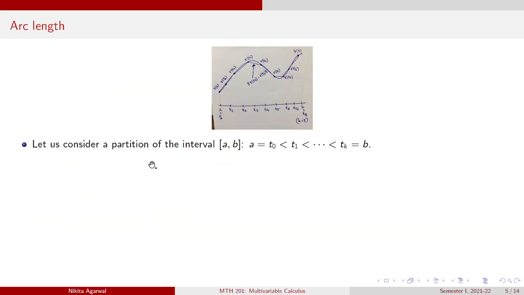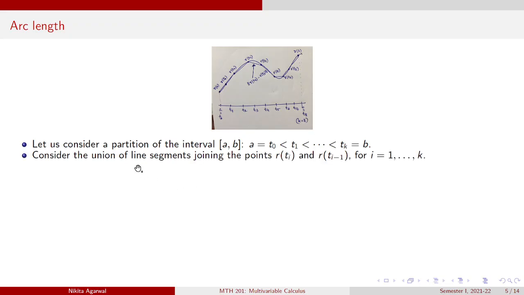Let us consider a partition of the interval [a, b], and let me take this partition to be t0 < t1 < ... < tk. So I'm taking k+1 points here, and t0 and tk are the endpoints. In the above picture, I have divided interval [a, b] into 8 parts, so k is equal to 8.